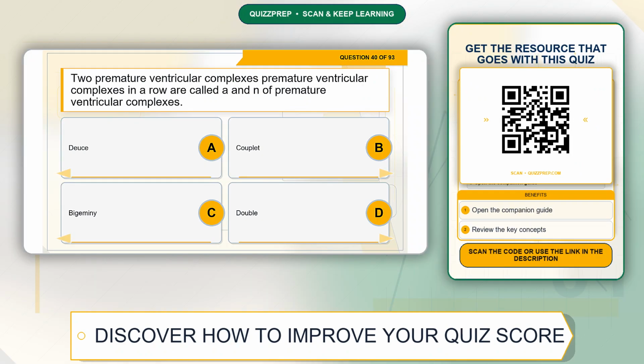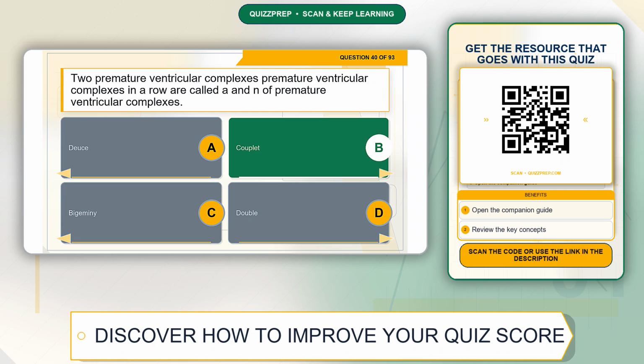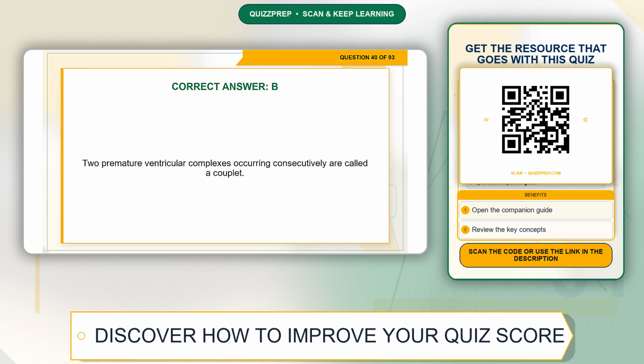Question 40. Two premature ventricular complexes in a row are called a blank of premature ventricular complexes. Option A, deuce. Option B, couplet. Option C, bigeminy. Option D, double. The correct answer is option B, couplet. Explanation. Two premature ventricular complexes occurring consecutively are called a couplet.